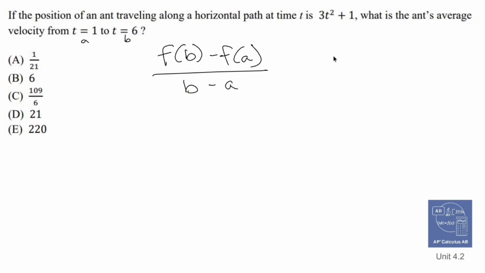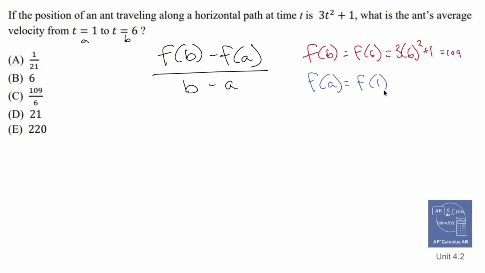So finding f of b is me finding f of 6. That would be 3 times 6 squared plus 1. 6 squared is 36. 3 times 36 is 108. 108 plus 1 is 109. So that's f of b. F of a is a lot friendlier. I'm just plugging in 1. So that's going to be 3 times 1 squared plus 1. 3 times 1 squared is 3, plus 1 is 4.